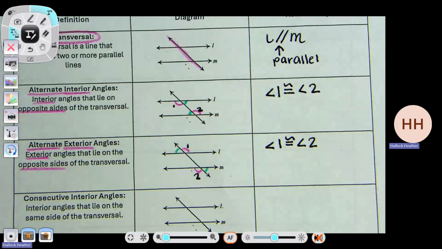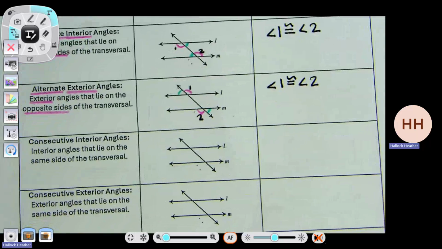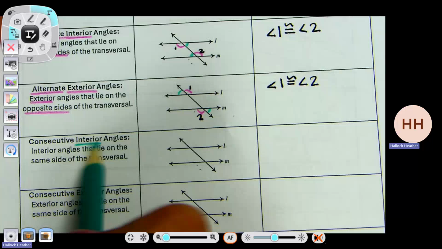They are congruent. Now, the next set is called consecutive interior. So we're back on the inside because it's interior.